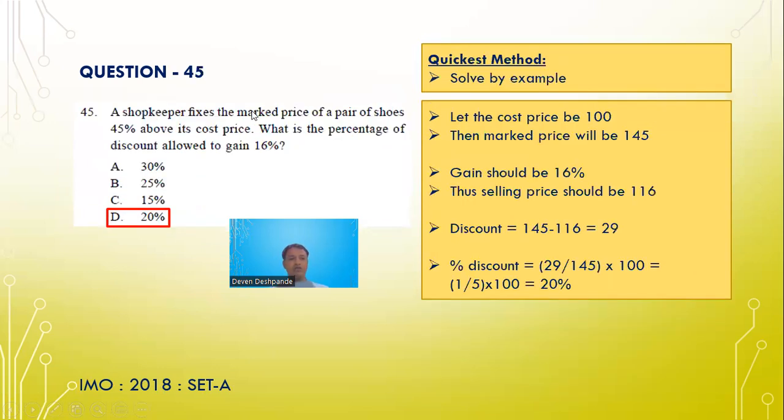Okay, next one. A shopkeeper fixes the marked price of a pair of shoes 45% above its cost price. What is the percentage of the discount allowed to gain 16%?